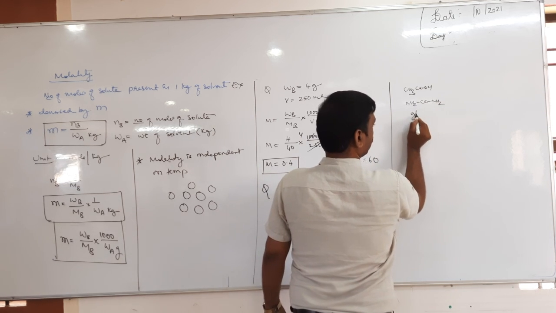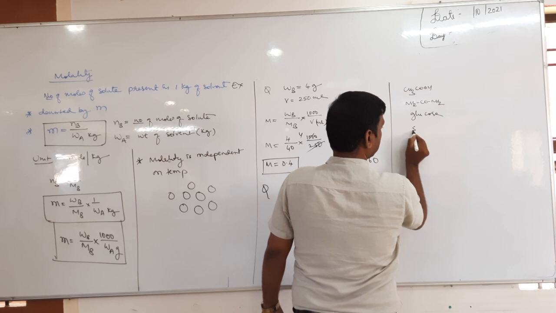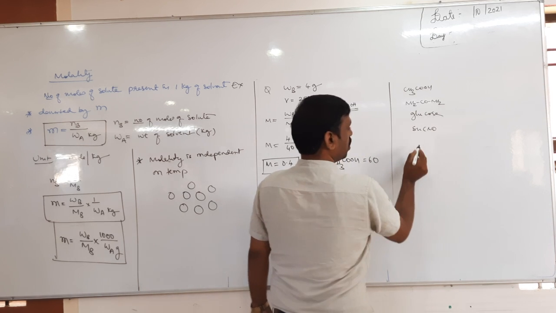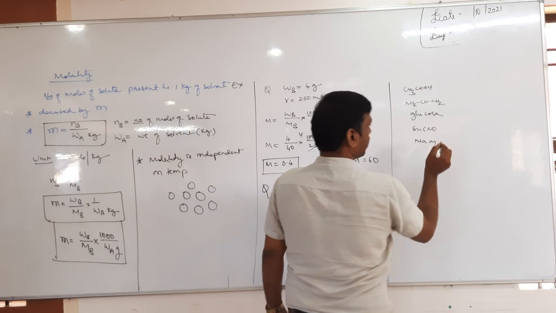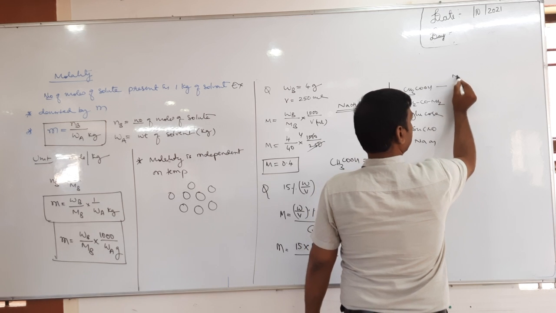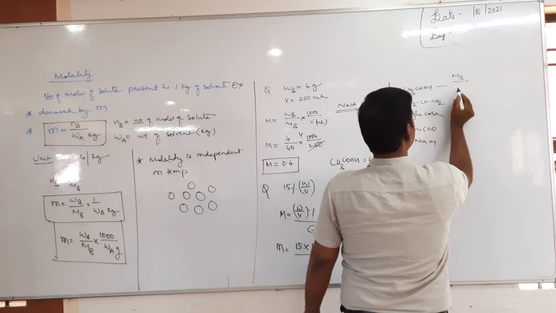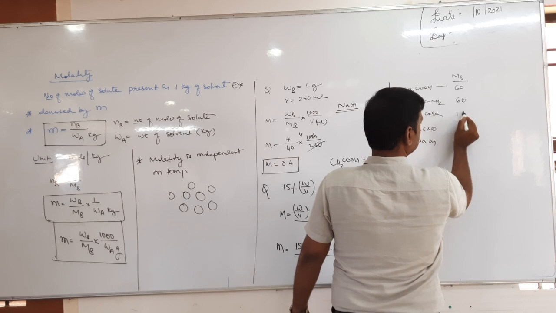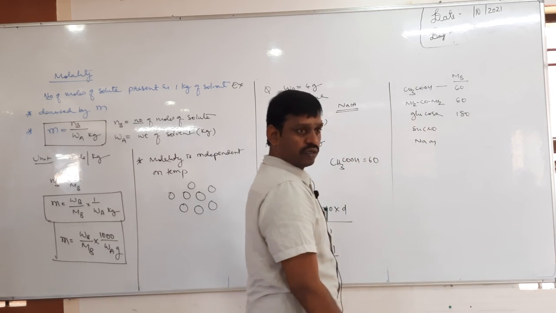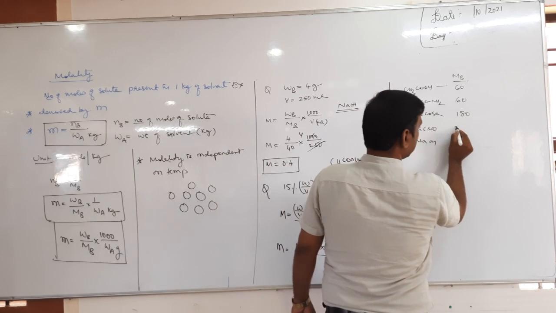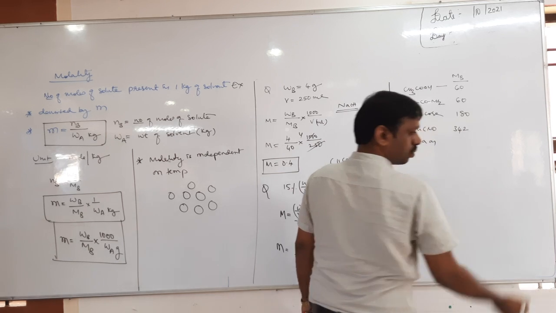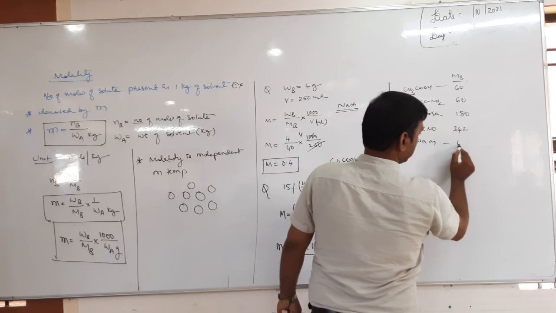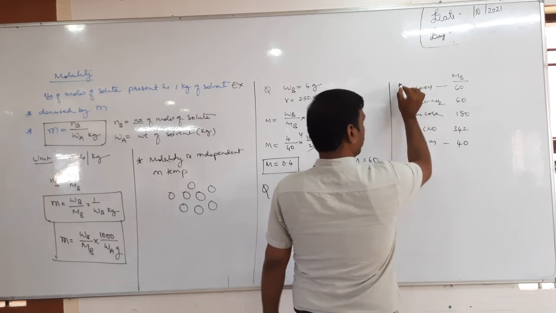Some important solutes, particularly in the solution topic, that we use are acetic acid, urea NH2 CO NH2, glucose, sucrose and sodium hydroxide. Tell me, what is the molecular mass of acetic acid? 60. Urea is 60. Glucose is 180. What is sucrose? 342. What is sodium hydroxide? 40. So you have to remember this.